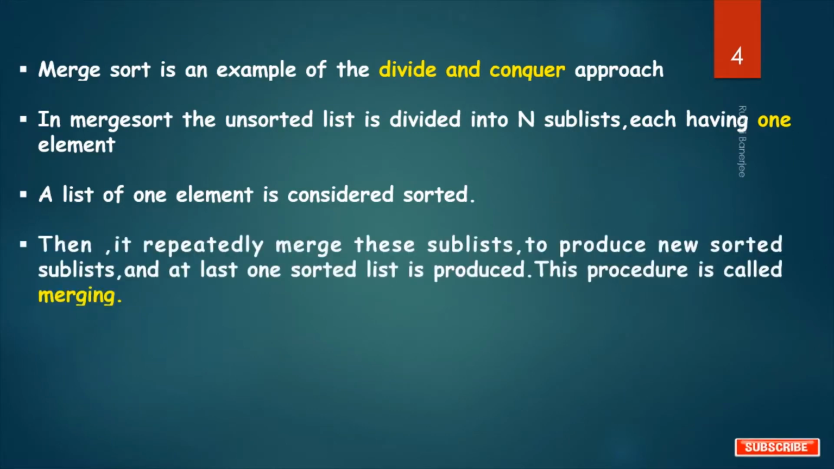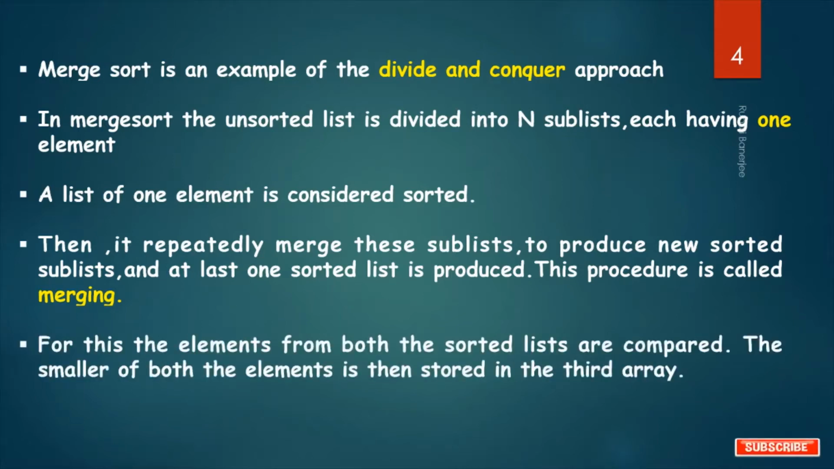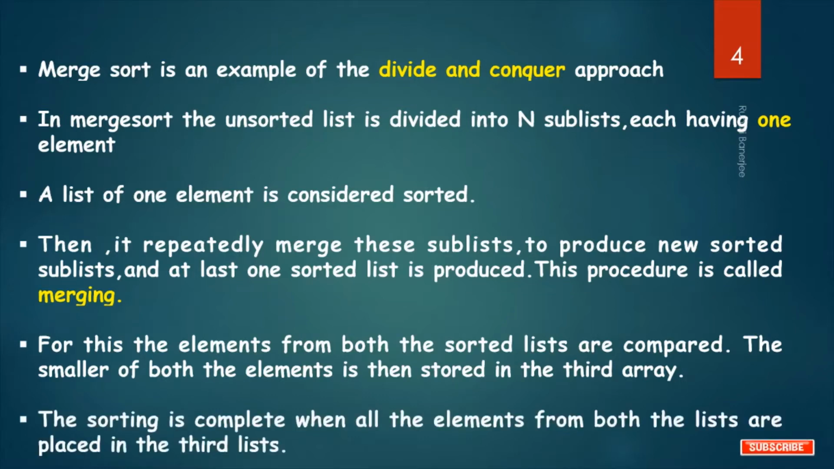Then it repeatedly merges these sublists to produce new sorted sublists. And at last, one sorted list is produced. This procedure is called merging. So what is merging? For this, the elements from both the sorted lists are compared. The smaller of the two elements is then stored in the third array. Again, you have to compare. In this way, you merge and get the sorted list in the third array. The sorting is complete when all the elements from both the lists are placed in the third list and we get the sorted list in the third array.